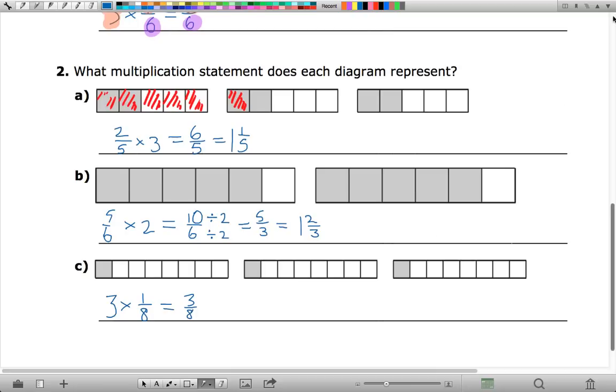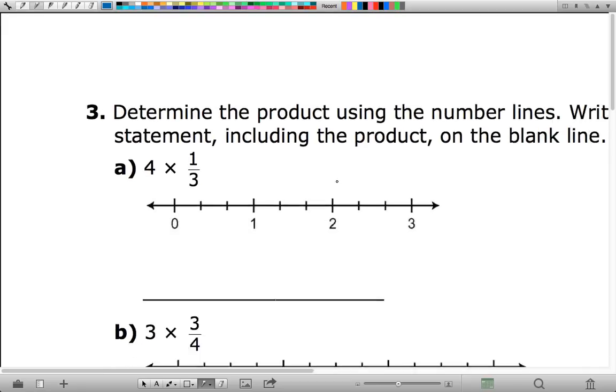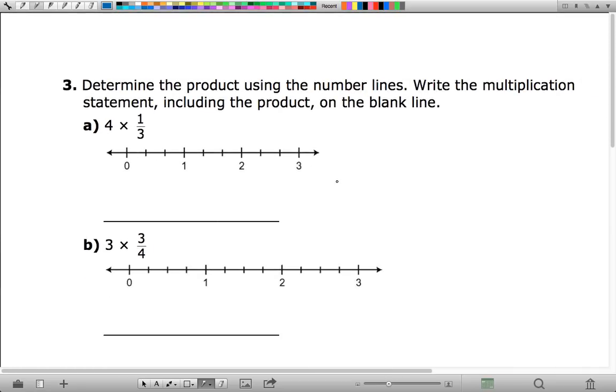So now let's take a look at another page of examples. This time we are going to determine the product using number lines. What we're being asked to do here is to use basically an arrow diagram. So if we have an arrow, that would be handy. Let's see if we can.